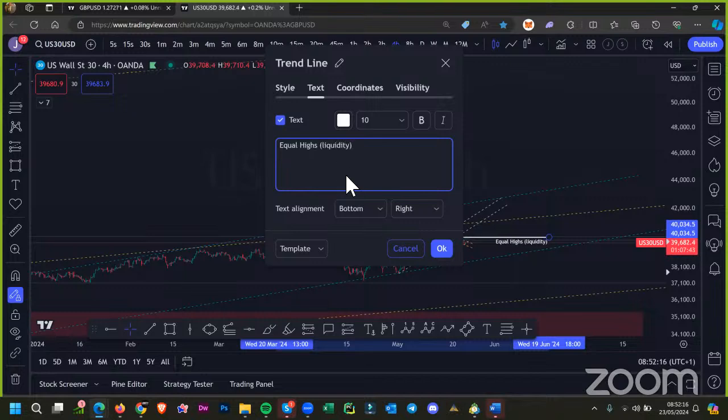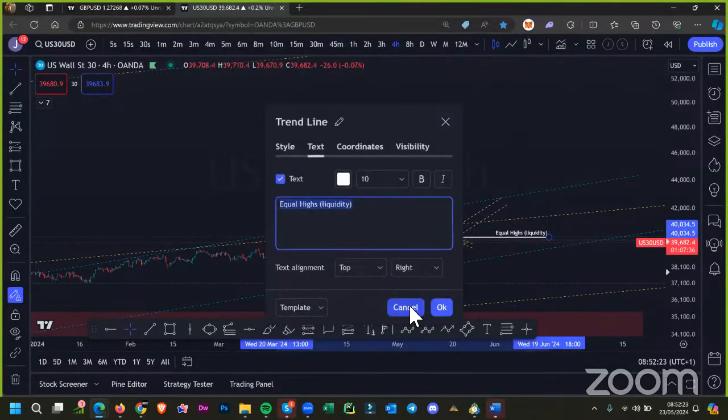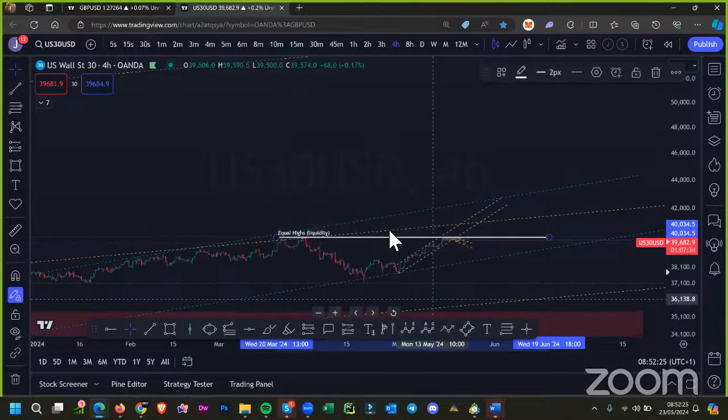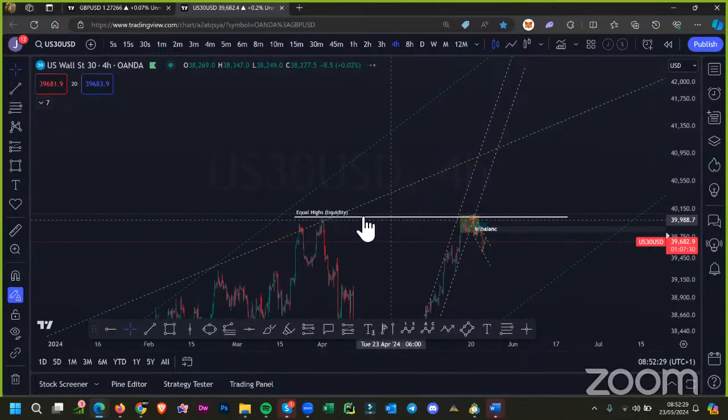All right, that should make lots of sense to somebody over here. There's some equal highs. Let me put this text on the left-hand side, sorry. There's some equal highs over here. Let's go and have a look at these equal highs and see how equal they are. They're not really that equal when I zoom in.